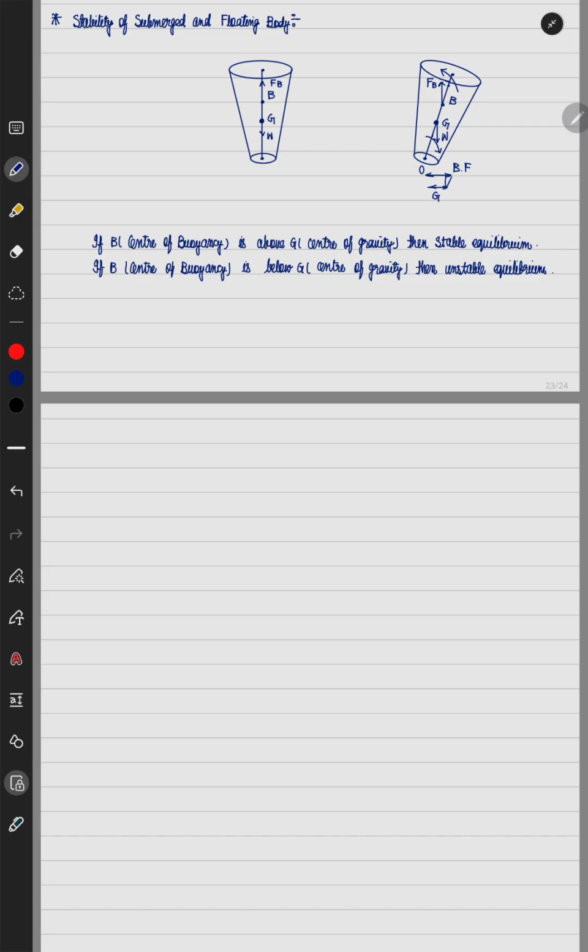And if B, the center of buoyancy, is exactly at G, that is the center of gravity, then neutral equilibrium.